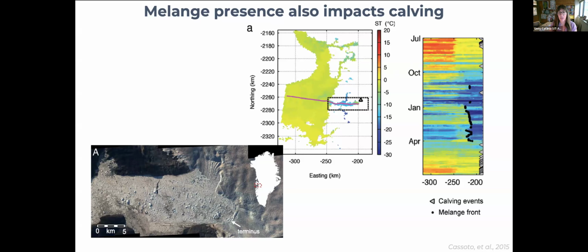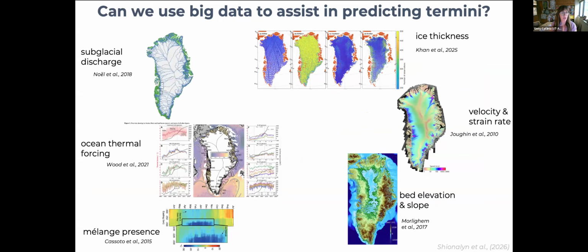The glacier terminus is located here, and these are calving events that happen. And so you can see that when the sea surface temperatures get really low in the wintertime, that's when calving is suppressed. And so it suggests that melange presence may also have an impact on calving. And it's not yet included in any of those laws.